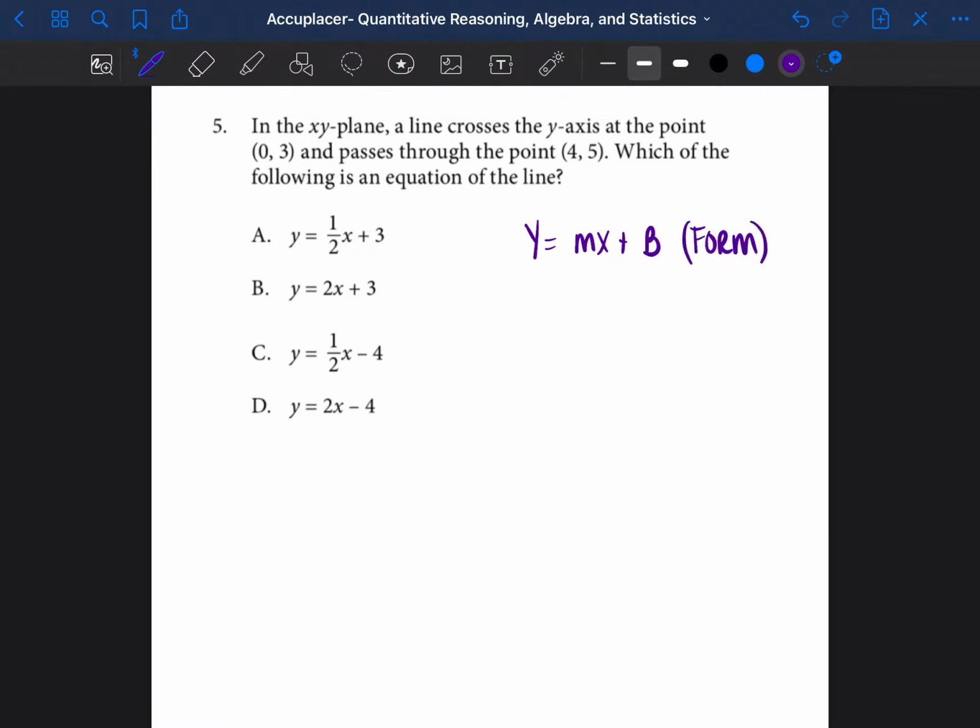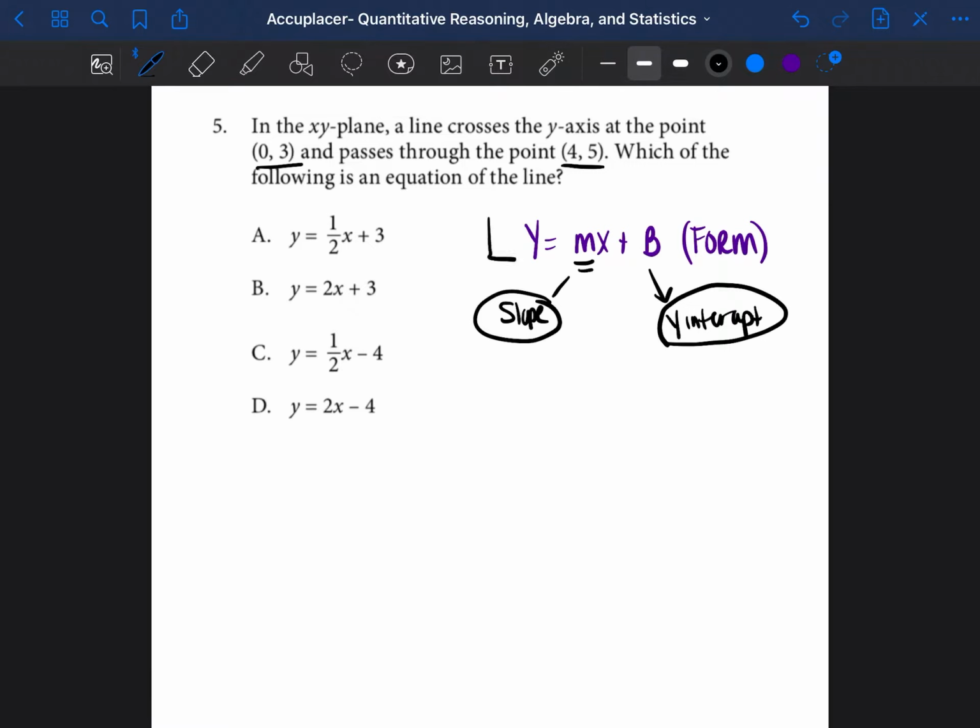This is known as slope-intercept form. The reason why it's called slope-intercept form is because this m represents the slope and b represents the y-intercept. So if we can use these 2 points to figure out what the slope is and to figure out what the y-intercept is, we can go ahead and create an equation and be able to choose from A through D.